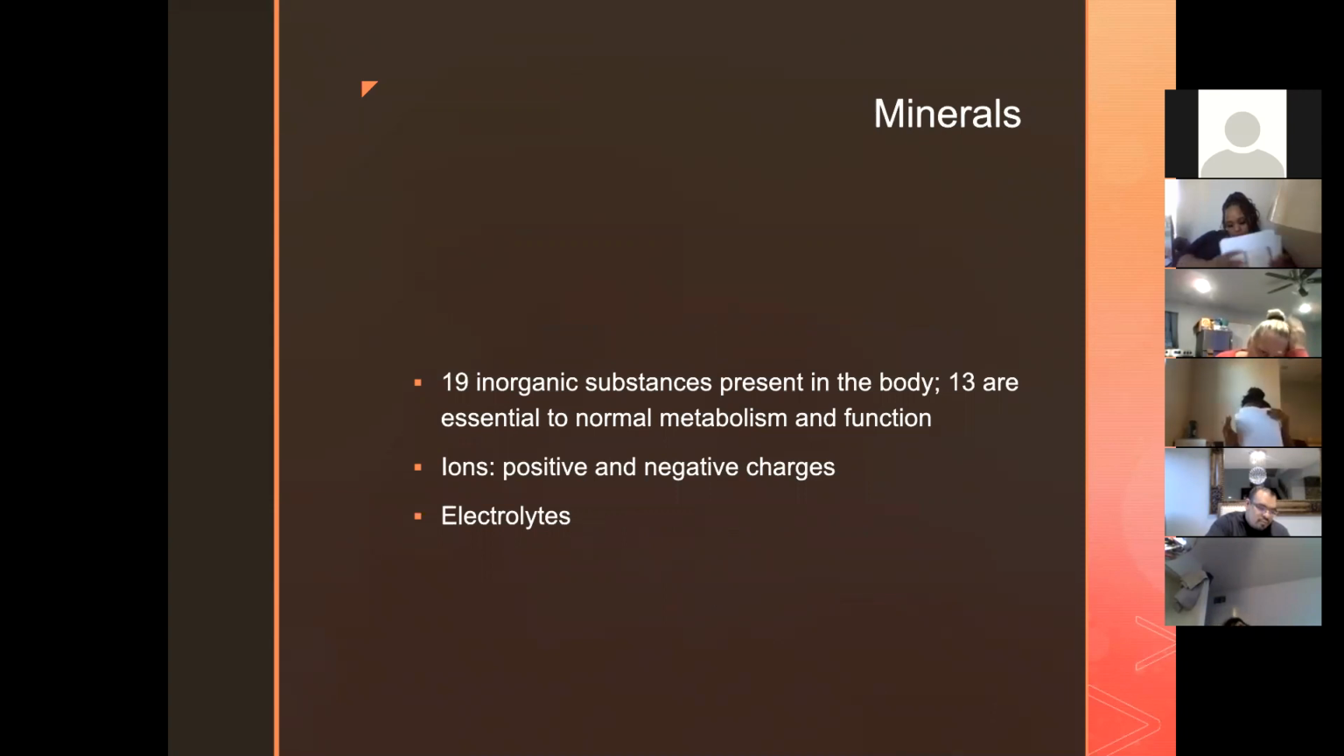Minerals: 19 inorganic substances are present in the body. 13 are essential to normal metabolism, and you have to get some of these from outside the body. Sometimes the body doesn't make these things. If you like chemistry, like the periodic table, you'll know that there are ions, positive and negative charges. An easy example is H2O, because O has a -2 charge, hydrogen has a +1 charge, and everything likes to be equal. So you have to have 2 hydrogens for the 1 oxygen. So that's why you're H2O. That's a fun fact. It's not going to be on a test.